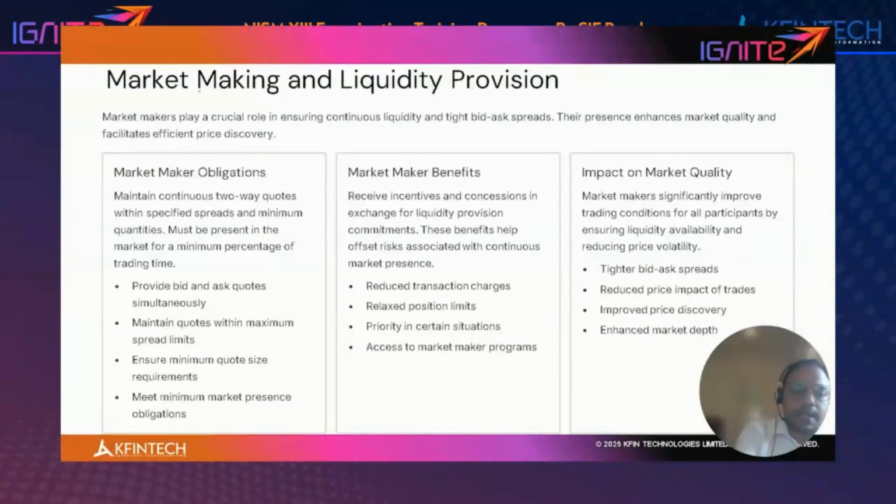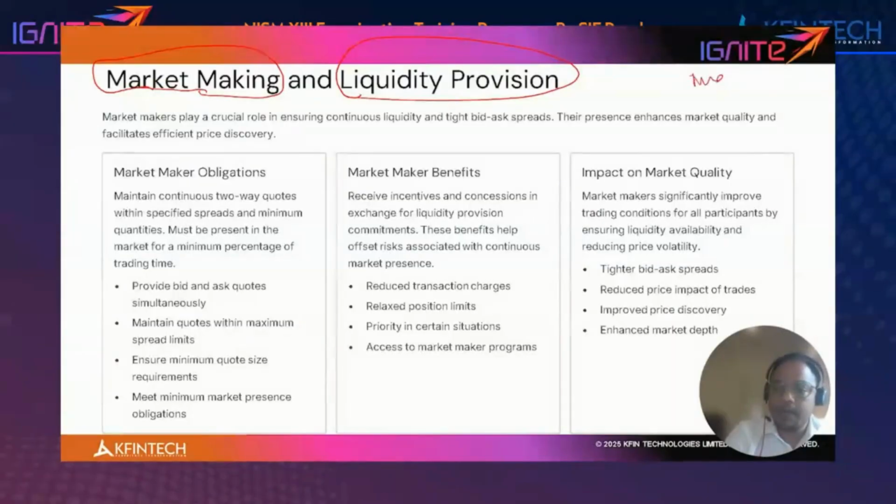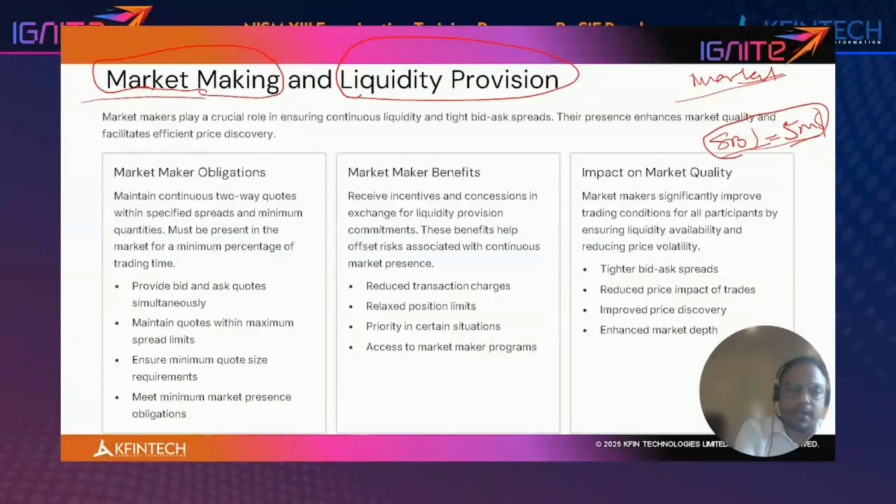Market making and liquidity provision. Market making means someone who has high influence of impacting the market movement. Market maker means high influence of making a trade happen. Suppose SBI wants to sell $5 million of government bonds. Is it easy or difficult for SBI? It is very easy because they have a lot of inventory, they have a lot of network. It can actually make a market for itself.